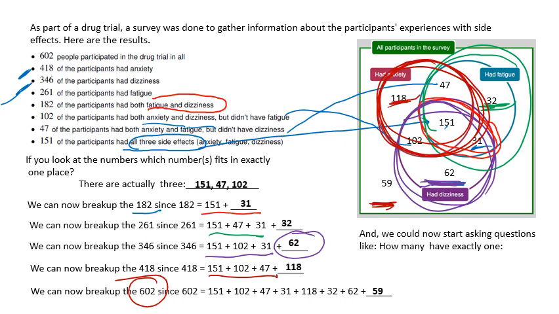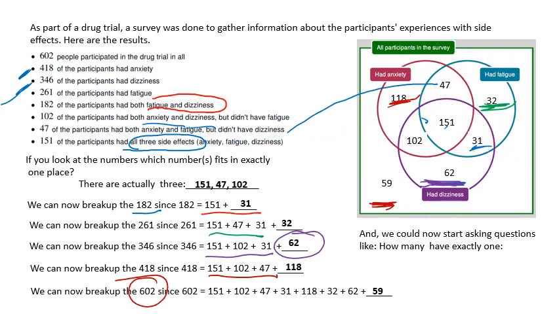So for a little lagniappe here, can you start answering questions like this? How many have exactly one? Well, let's erase all this stuff, okay? Let's get this stuff out of the way. You have exactly one if you're here, here, or here. So those three numbers add up to 212.